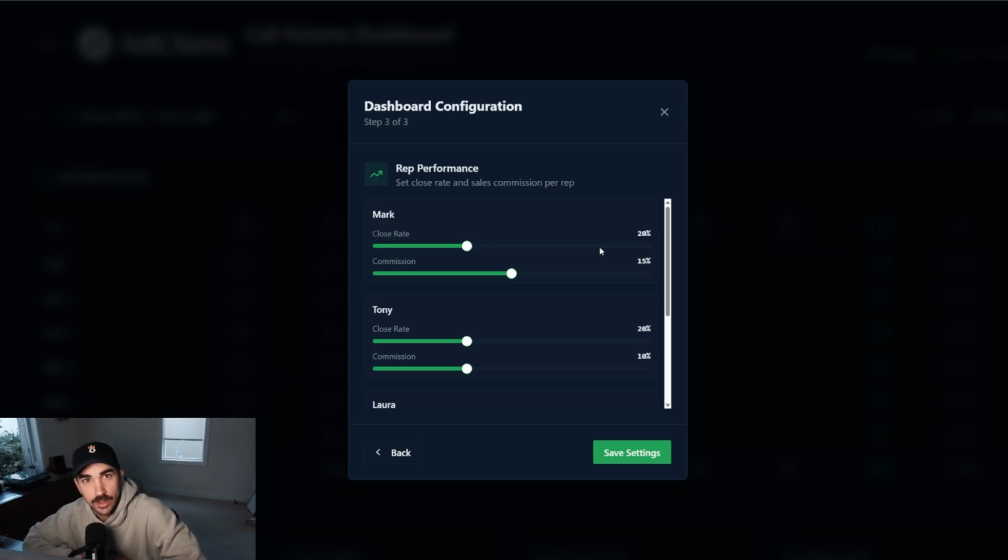Some close better than others. That's pretty common knowledge. But what people don't think about is how much money they're leaving on the table by paying $200 for a call in this example and giving those calls to every rep at the same level.